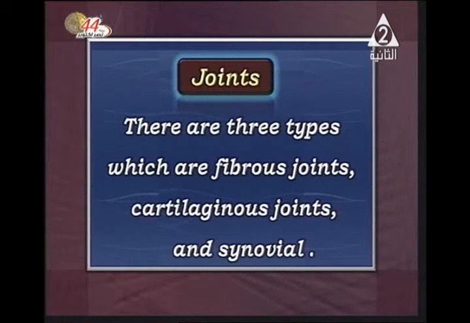Joints: there are three types, but before telling you the types, what does joint mean? Simply, any two bones meeting each other. This meeting of two bones is called a joint, whether they move or not. It's not necessarily a movable joint, as we're going to study right now. We have three types: fibrous joints, cartilaginous joints, and synovial joints. Starting with the fibrous joint.